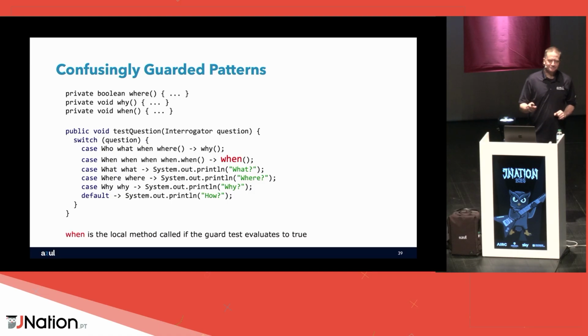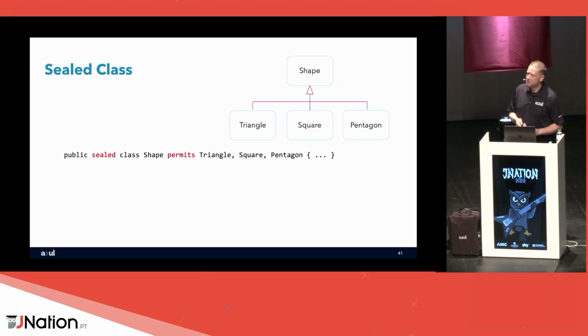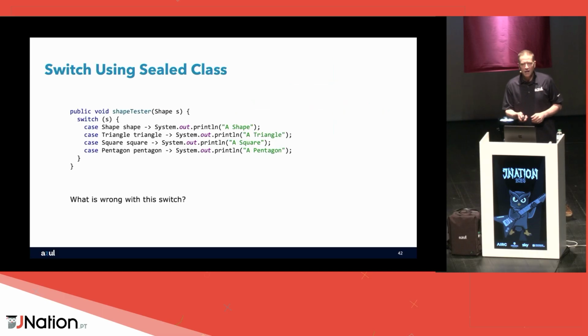Not good. Okay, puzzle number 3. Right, we're going to use our sealed class again. And we're going to say, okay, public sealed class Shape permits Triangle, Square, Pentagon. Now we're going to have a ShapeTester, which takes a Shape, and we're going to change it around a bit. So I've got case Shape, case Triangle, case Square, case Pentagon. So what's wrong with this switch?